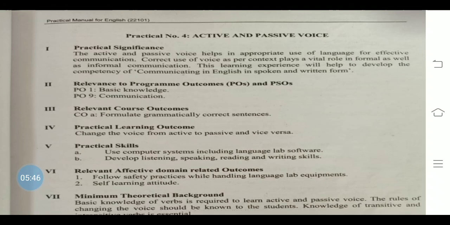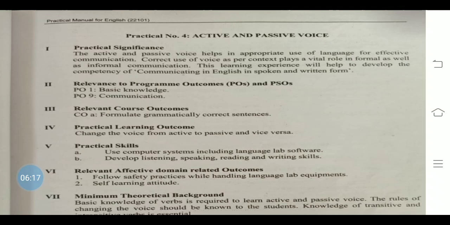The active voice and passive voice helps in appropriate use of language for effective communication. Obviously, active voice shows subject is important, passive voice shows action is important. It is helpful, it is useful for effective communication. Correct use of voice as per context plays a vital role in formal as well as informal communication. This learning experience will help to develop the competency of communication in English in spoken and written form.